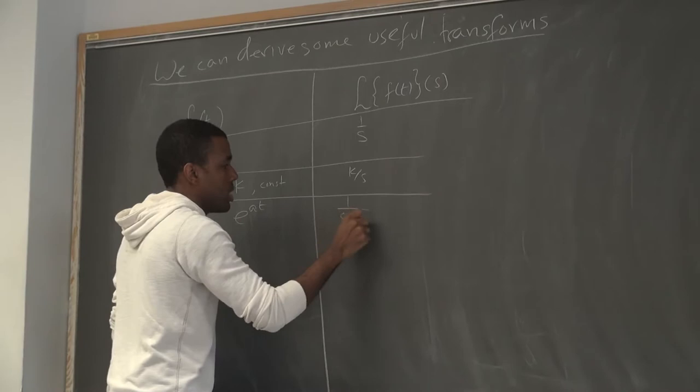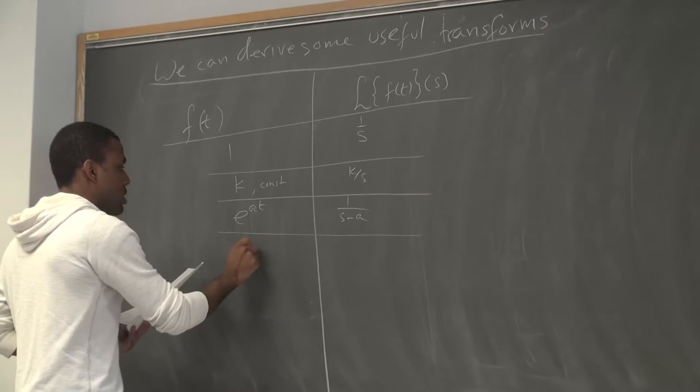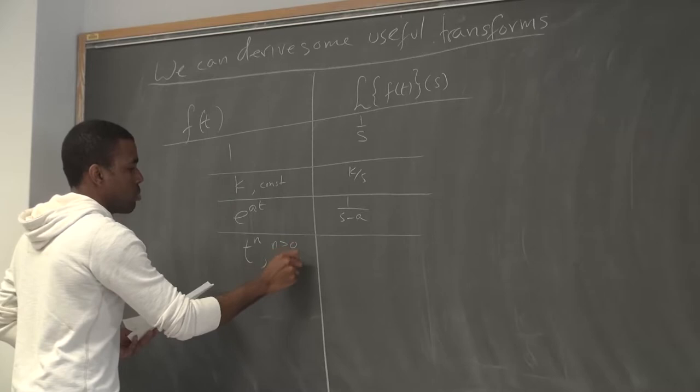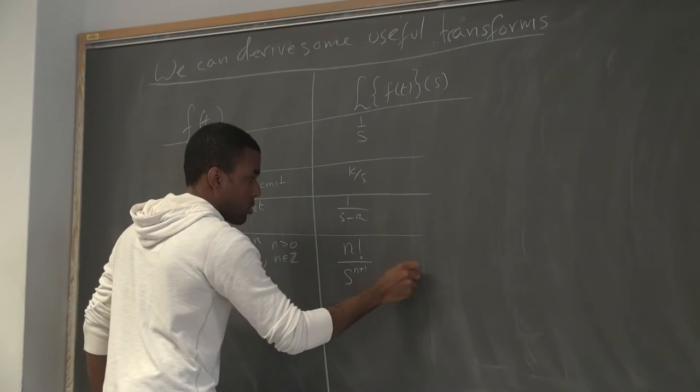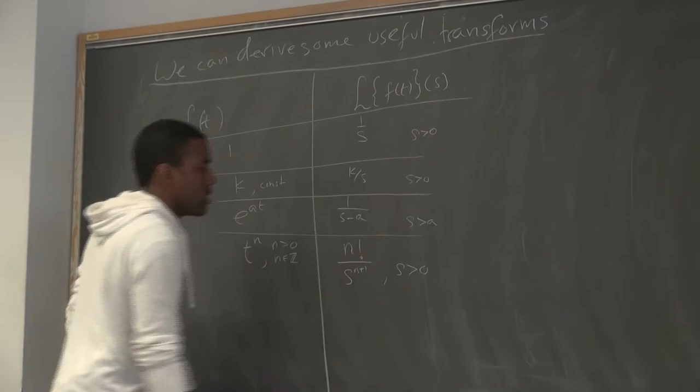What are some other ones? Well, they tell you t to the n in general, where n is greater than 0 and n is an integer, right? So polynomials, powers, the answer is actually n factorial over s to the n plus 1, of course, s greater than 0.